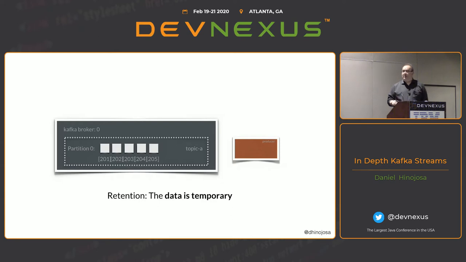These messages are immutable. You don't go in there and fish. In other words, you don't go into offset number 203 and say, you know what, I just want to add a little bit of information to that. No, all the messages are immutable, and that's what makes this fast. We're just adding onto a stack, okay?